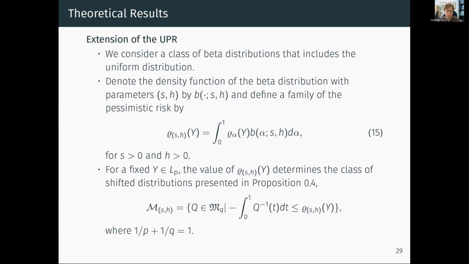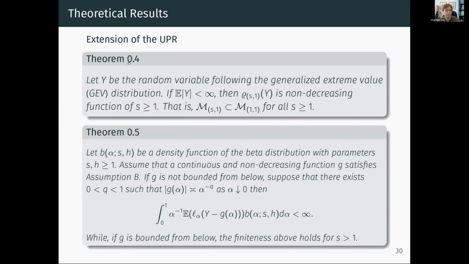Then we can show that the UPL is most pessimistic under this distribution family. So this is the answer to the question I raised before, on the last slide: what is the most pessimistic portfolio? Then the UPL is most pessimistic under this family of distributions. Okay, the result shown in theorem 4: we assume Y follows a generalized extreme value distribution, and we assume the distribution is included in the M family, then the UPL is most pessimistic. Okay.